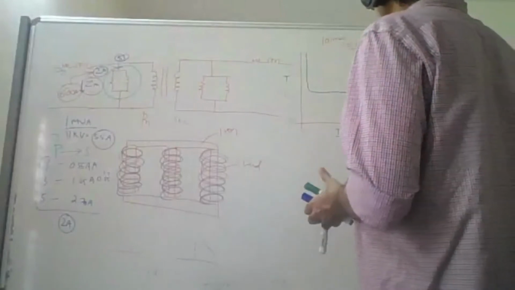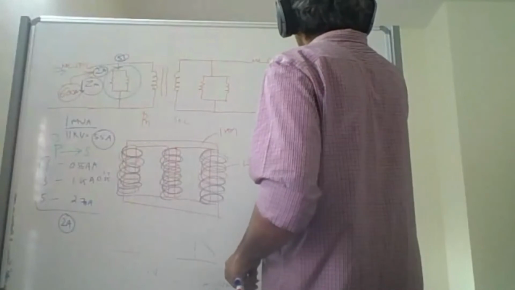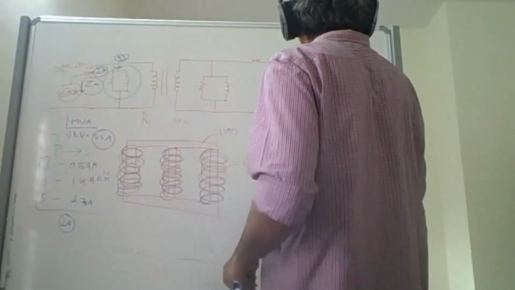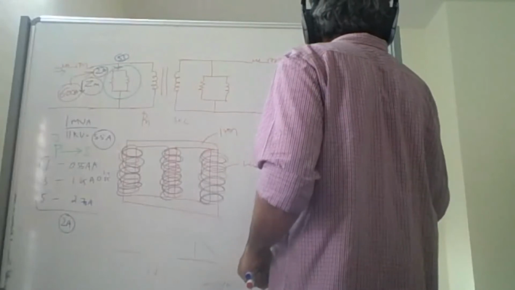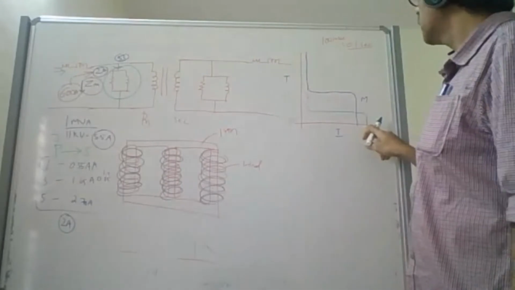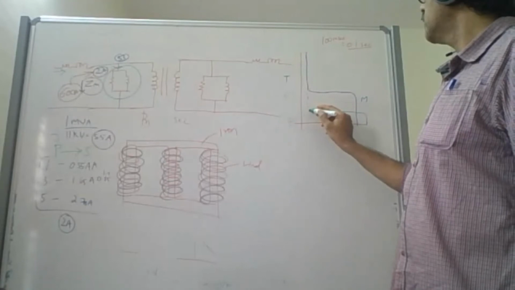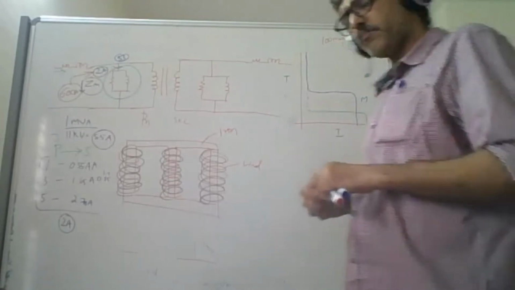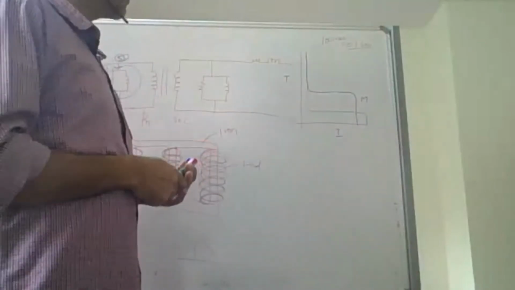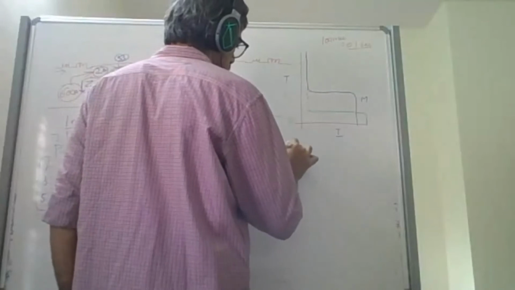So if I want to draw that here, it will be like this. Starting current will be high. The time will be very less. Okay. Starting time for a transformer, remember, is very less, something like 100 millisecond.